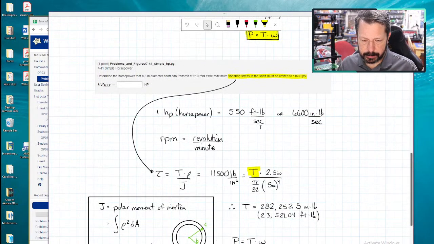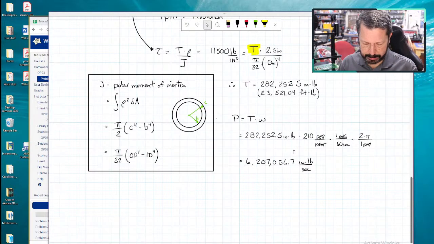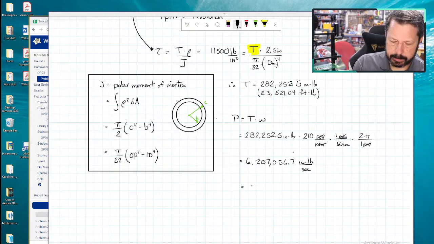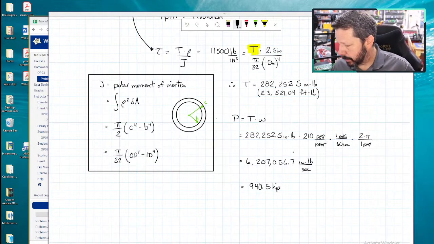Go back up to our little conversion. We have inch-pounds per second, so it takes 6,600 inch-pounds per second to make 1 horsepower. So let's divide this number by 6,600. And we get, where's the decimal? 940.5 horsepower. So in the end, that's not crazy.